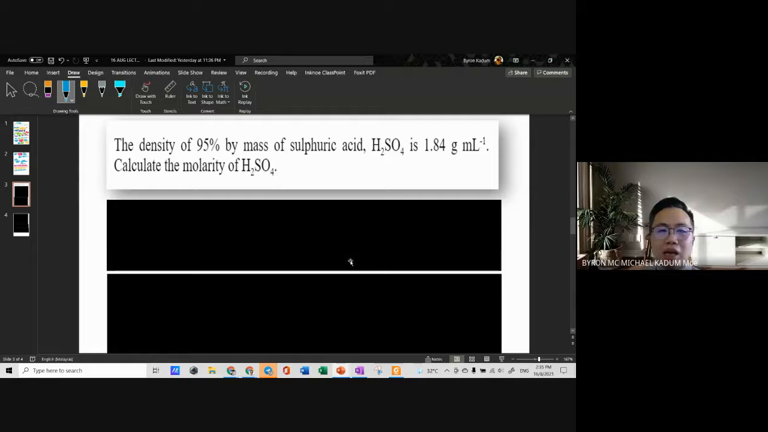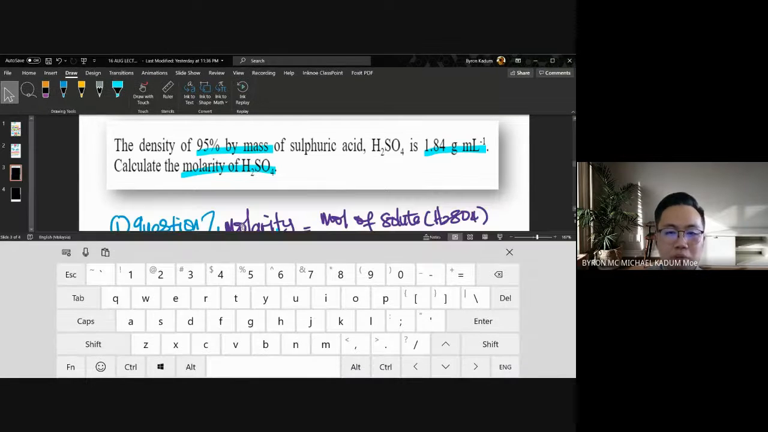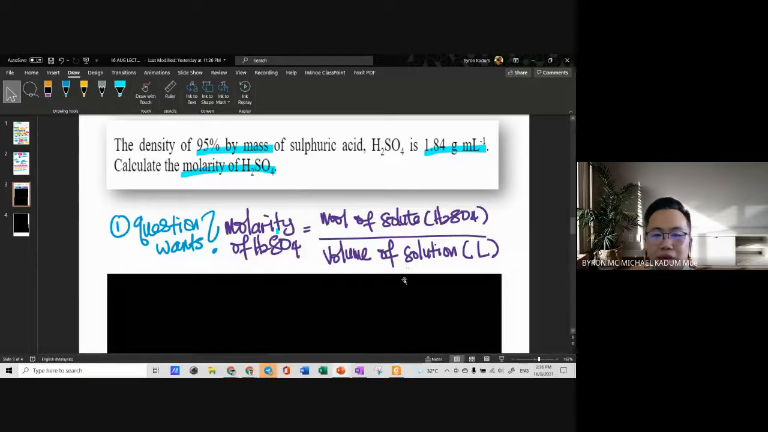So this is another type of question that will be quite typical in exams. They're going to ask you this kind of question in exams. They give you density, and then you have 95% by mass. And then it wants you to do this. Again, we're going to start with what the question wants. So the question wants, this time, molarity of H2SO4.